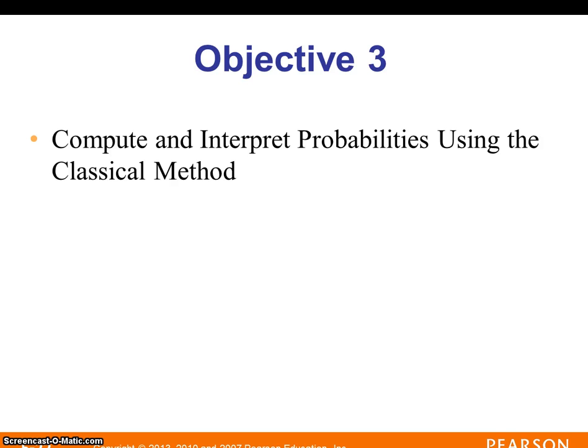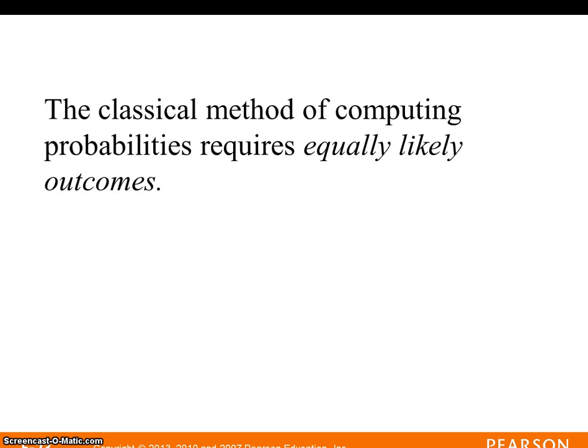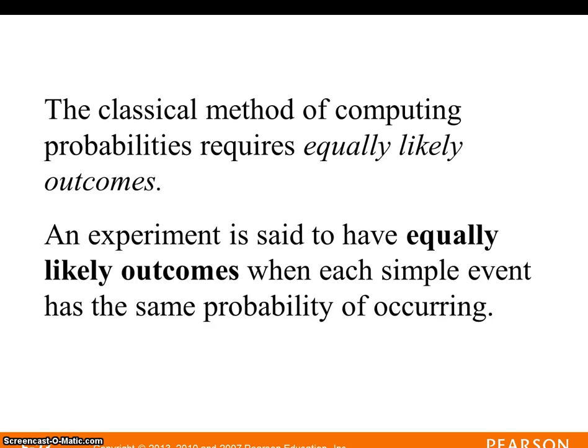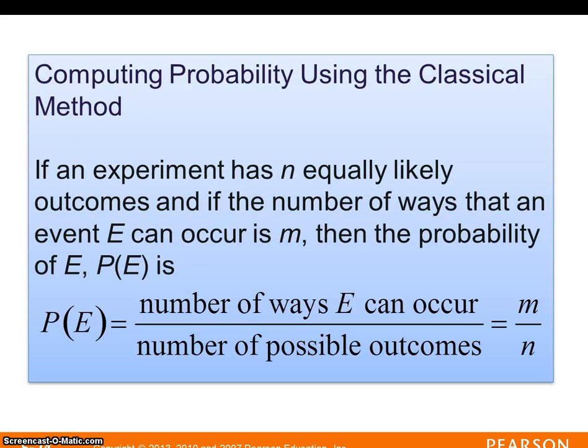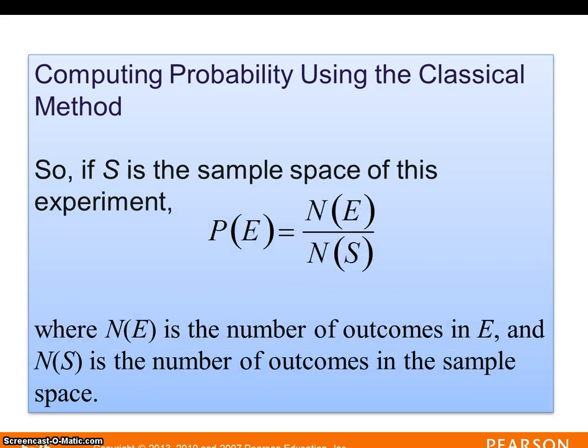Objective 3 here would be to compute and interpret probabilities using the classical method. The classical method relies on the likelihood of things happening. It doesn't depend on an experiment, so it's a bit more based on reasoning. It's the number of ways an event can occur divided by the possible number of outcomes.